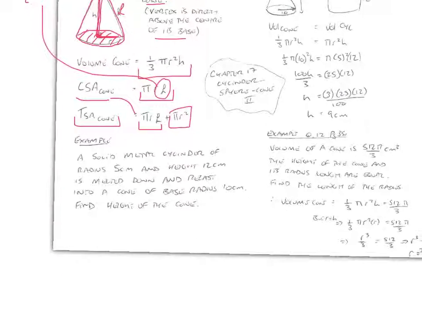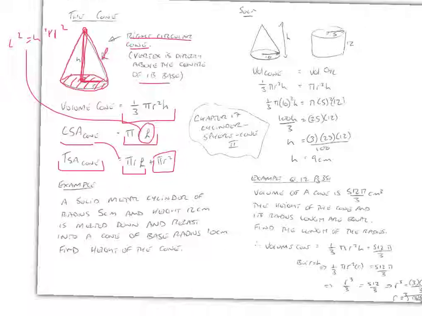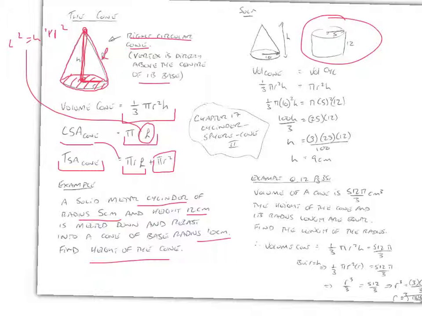So, a solid metal cylinder of radius 5 and height 12 is melted down and recast into a cone of base radius 10. Find the height of the cone. Find the h. So the volume of the cone is equal to the volume of the cylinder. Pi r squared h is the volume of the cylinder. So a third pi 10 squared h is equal to, plug in your dimensions 5 and 12.